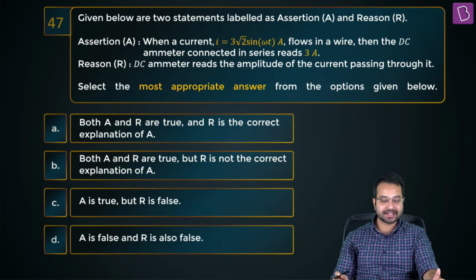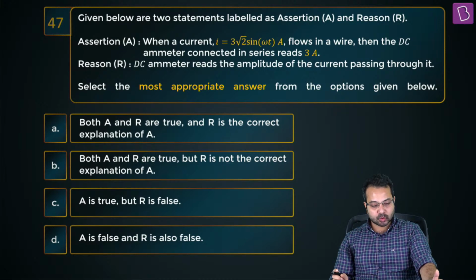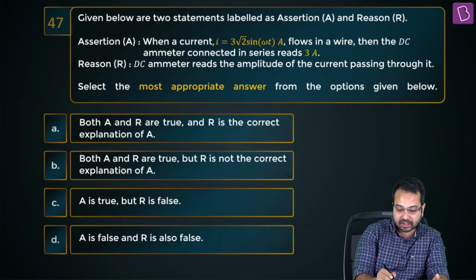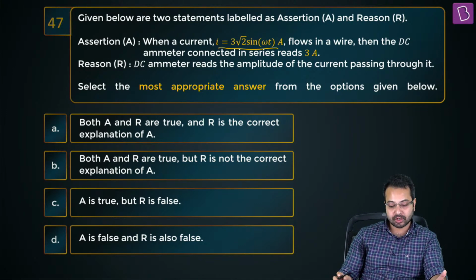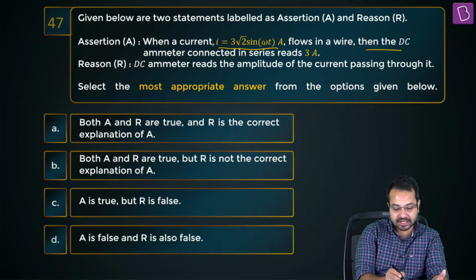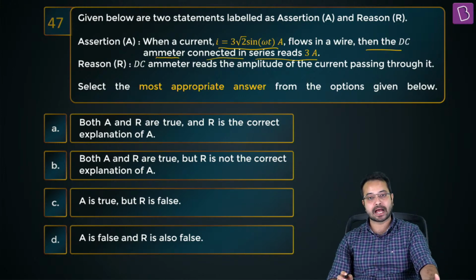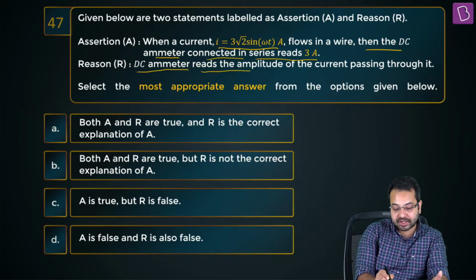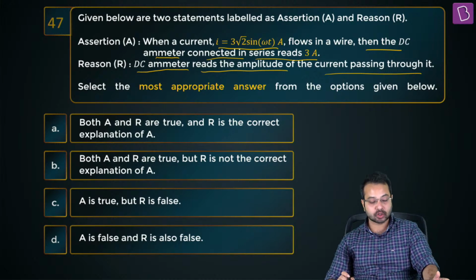Alright, what is next? Now given below are two statements labeled as assertion and reason. What is the assertion? When a current of I is equal to 3 root 2 sine omega t ampere flows in a wire, then the direct current ammeter connected in series reads 3 ampere. Okay, what is the reason? DC ammeter reads the amplitude of the current passing through it.